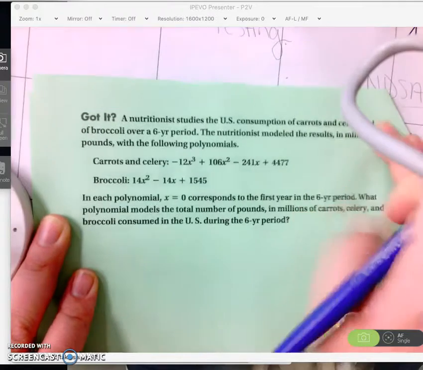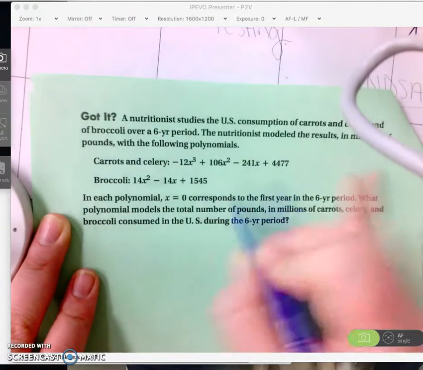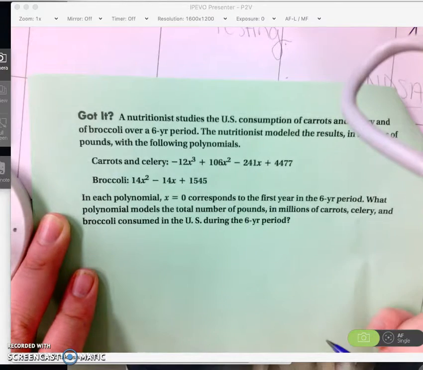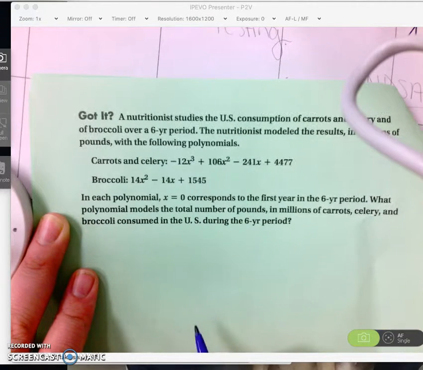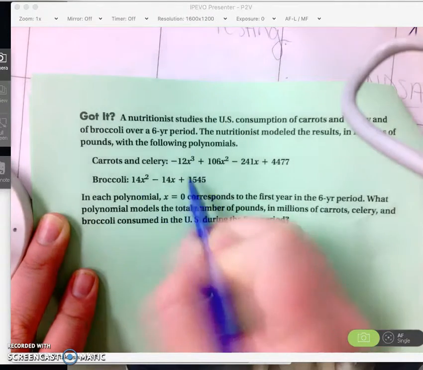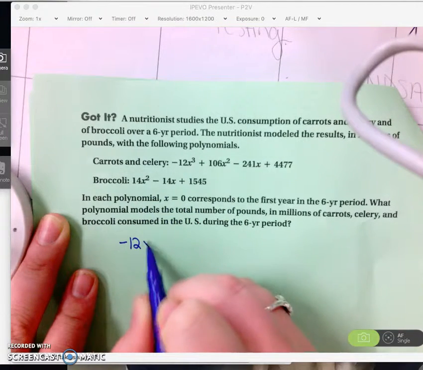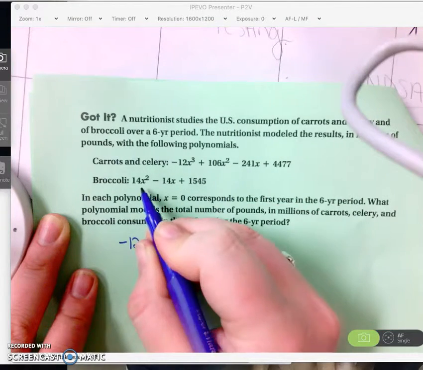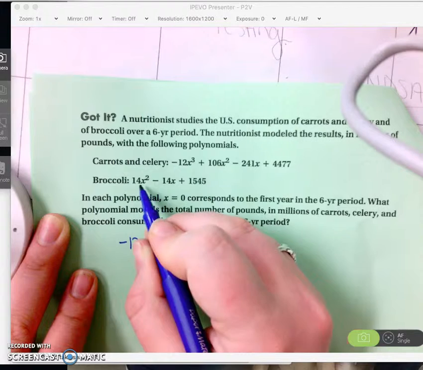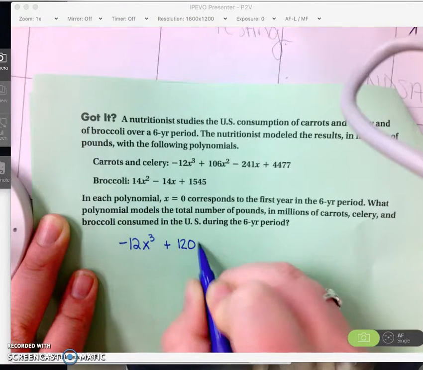during the 6-year period. Okay, so here we're just asking to add these two together. They're not asking you to figure out anything else. They're just asking you to add them. It's just a word problem of adding polynomials. So I don't have any x to the third, so it's going to be that negative 12x to the third. Then I have x squared, so I have 106 plus 14, so that becomes 120 x squared.